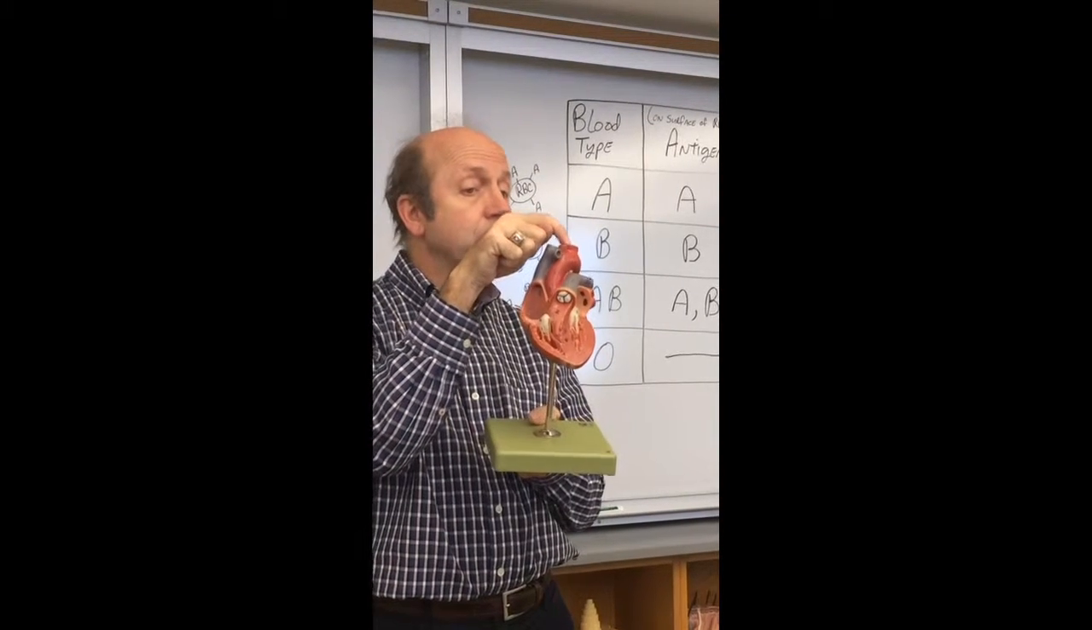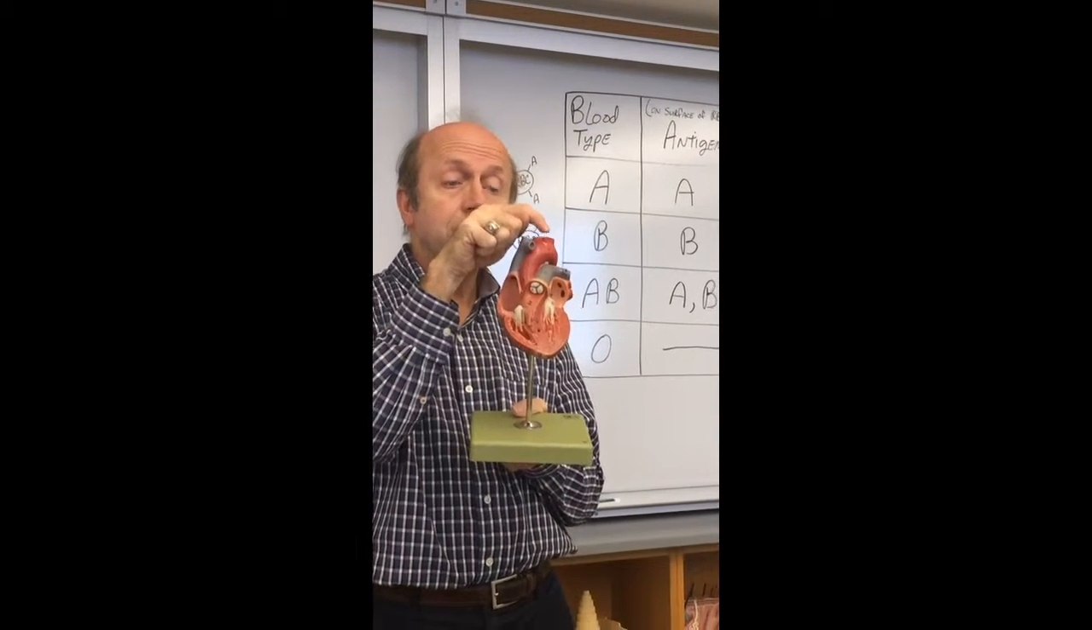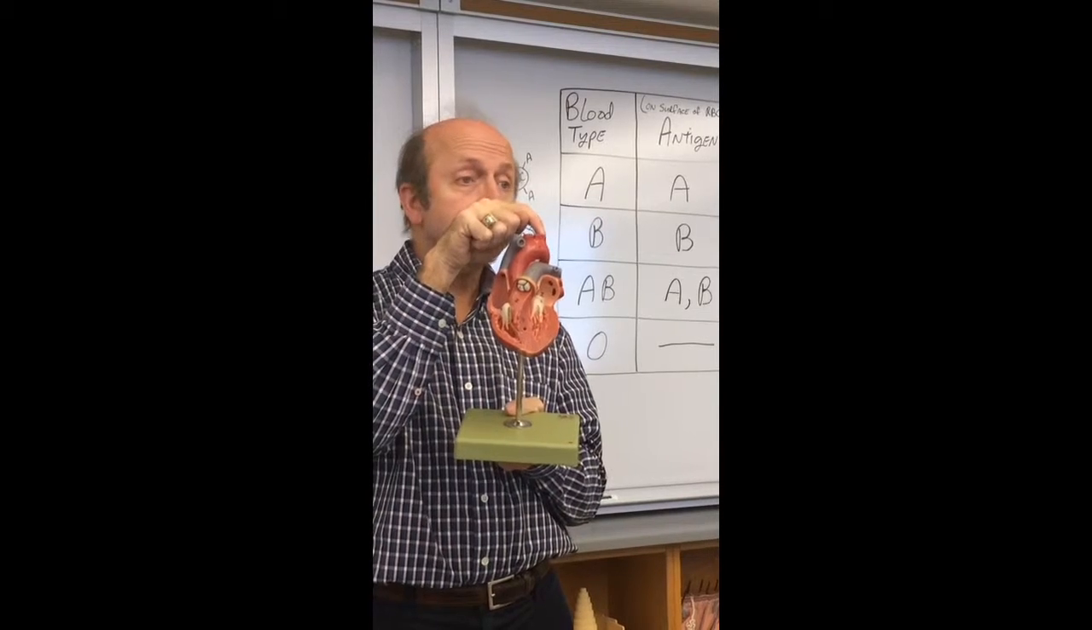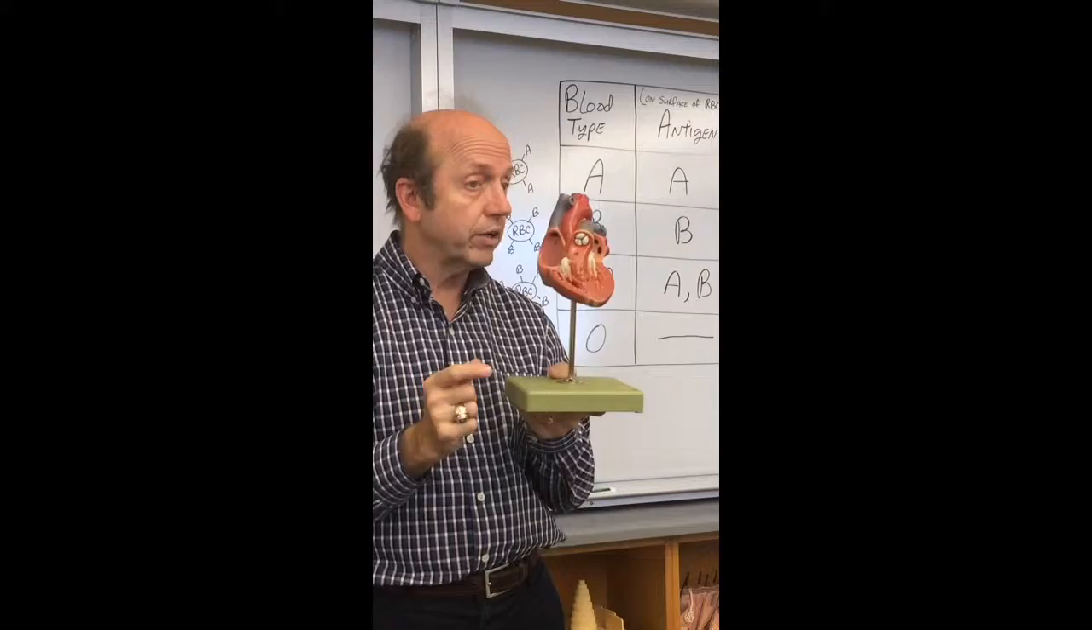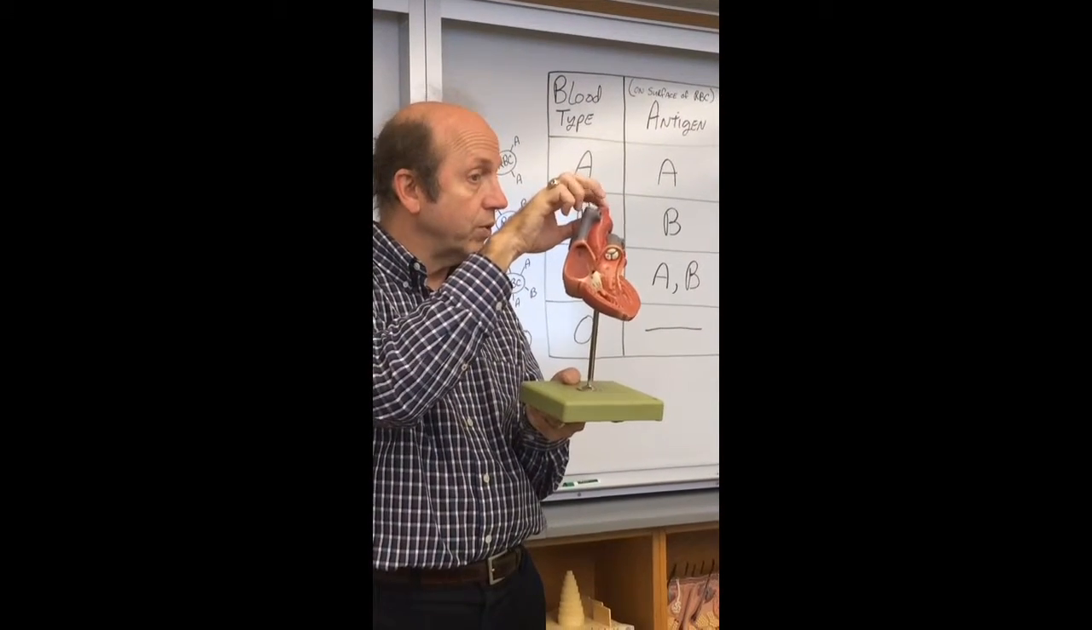The next branch off is the left common carotid, and the third one is the left subclavian. So we have 3 branches off the aorta there that are on your list to know.